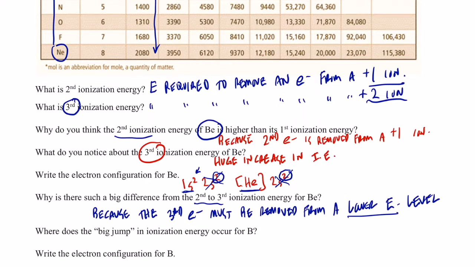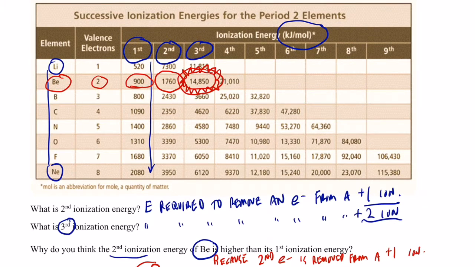Let's take a look at the element boron, and we're going to look for the big jump in the element boron. So let's use a different color again. We'll go with green here. Here's the element boron, kiddos. The first ionization energy is 800 kilojoules per mole. The second ionization energy is 2,430 kilojoules per mole. The third is a bit higher, 3,660 kilojoules per mole. And the fourth is huge. It's 25,020 kilojoules per mole.